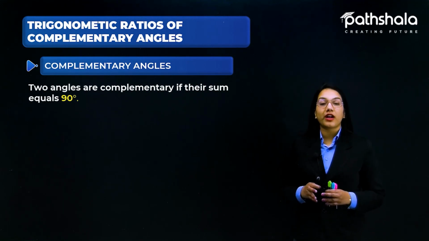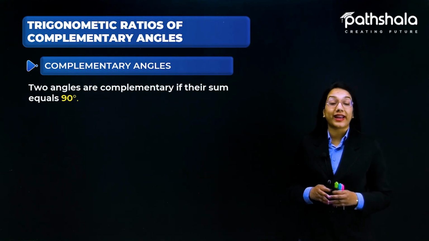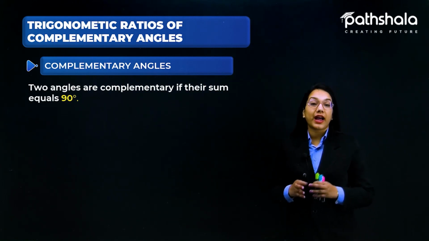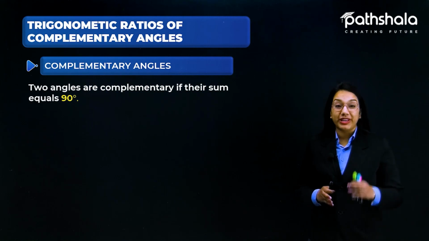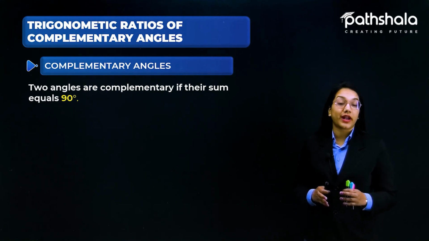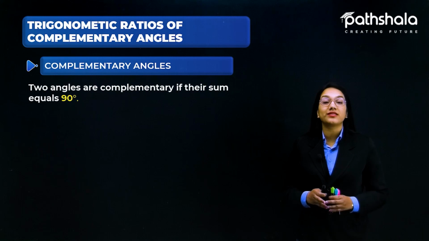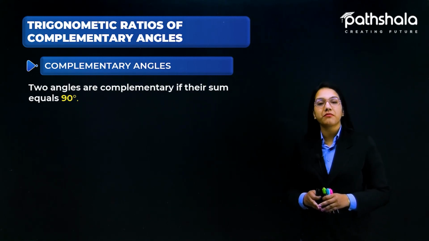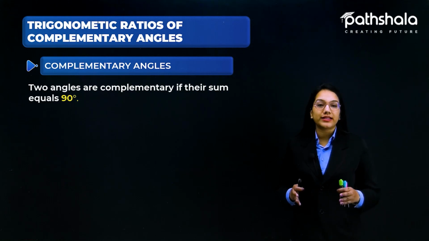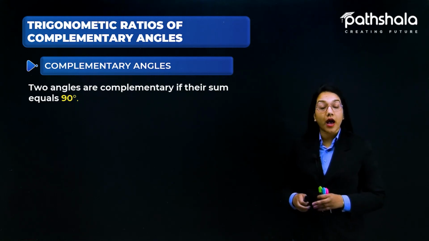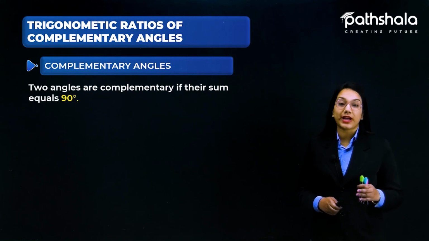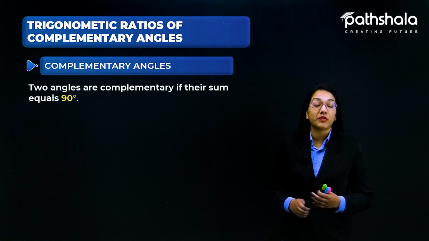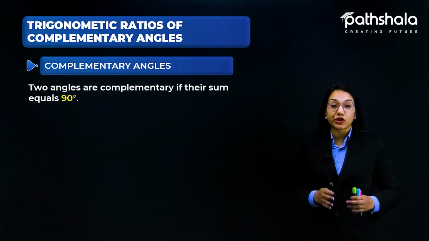Let us suppose we are talking about a right angle triangle which is right angled at B. Then the sum of the other two angles would be equal to 90 degrees. Hence these two angles would be called complementary angles. So always remember, any two angles are said to be complementary if their sum is equal to 90 degrees.